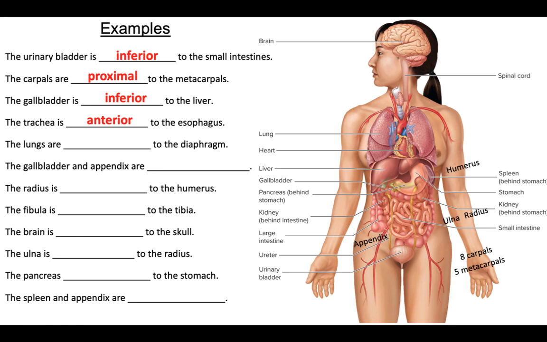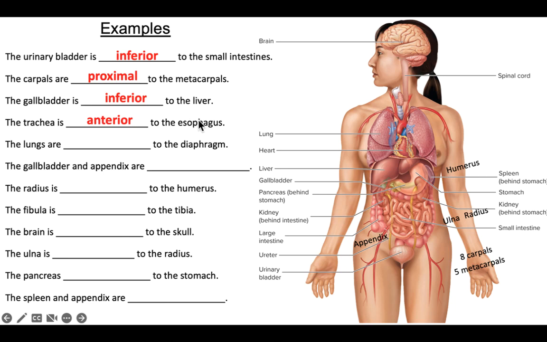One thing you might want to do is come up with synonyms, and then replace the word with the synonym. If it makes sense, then it's right. So for example, for inferior, you could say below. Is the urinary bladder below the small intestines? Yes. For proximal, you could say closer to. Are the carpals closer to the attachment than metacarpals? Yes. Is the gallbladder below the liver? Yes. Is the trachea in front of the esophagus? Yes.